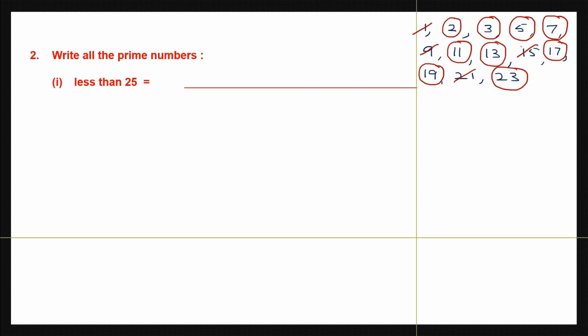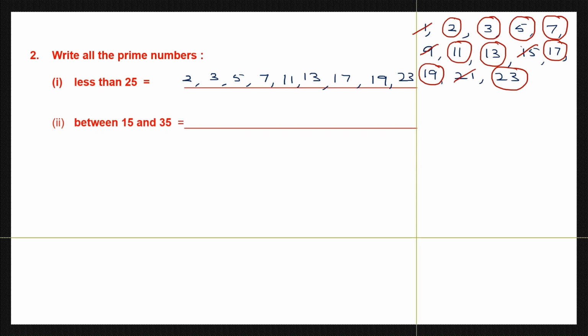So let's write down all the prime numbers that we have circled here less than 25. 2, 3, 5, 7, 11, 13, 17, 19 and 23. So these are all the prime numbers less than 25. They all have only 2 factors, 1 and itself.